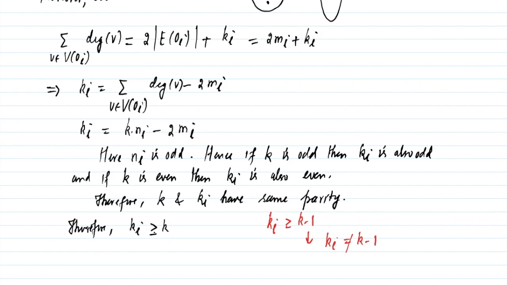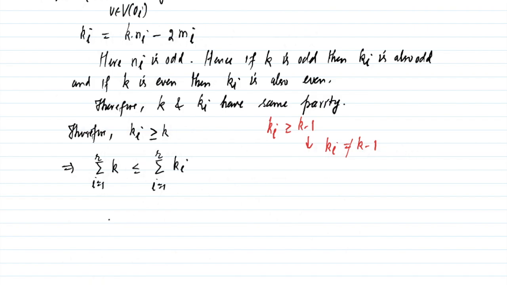So now let's take up the sum of this equation when i runs from 1 to r. So this implies summation i runs from 1 to r of k is less than or equal to summation i runs from 1 to r of ki. So this gives us r times k is less than or equal to summation i runs from 1 to r of ki. So let's keep this equation in here.